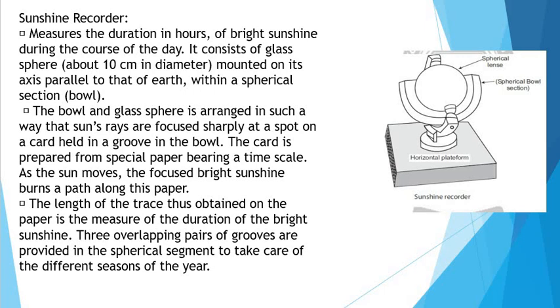Sunshine recorder. It measures the duration in hours of bright sunshine during the course of the day. It consists of a glass sphere mounted on an axis parallel to that of the Earth within a spherical bowl. The bowl and glass sphere are arranged in such a way that the sun's rays are focused sharply at a spot on a card held in a groove in the bowl. The card is prepared from special paper bearing a time scale. As the sun moves, the focused bright sunshine burns a path along this paper. The length of the trace thus obtained on the paper is the measure of the duration of bright sunshine.